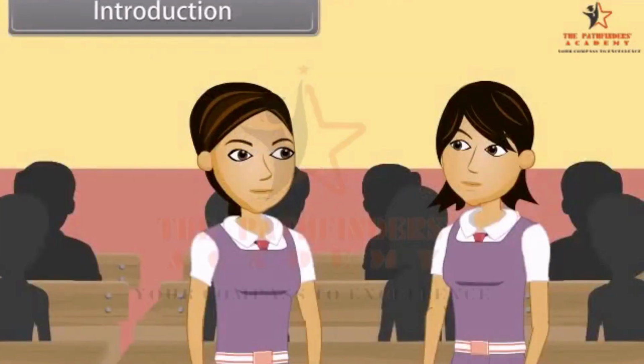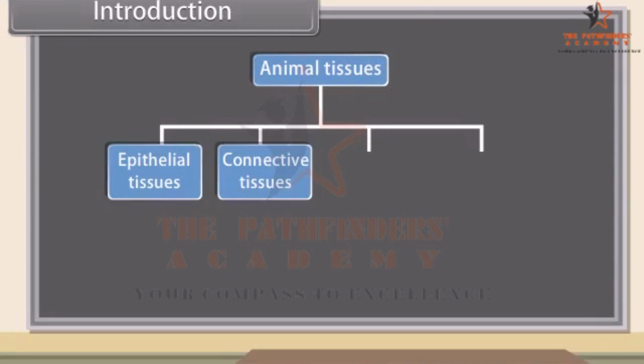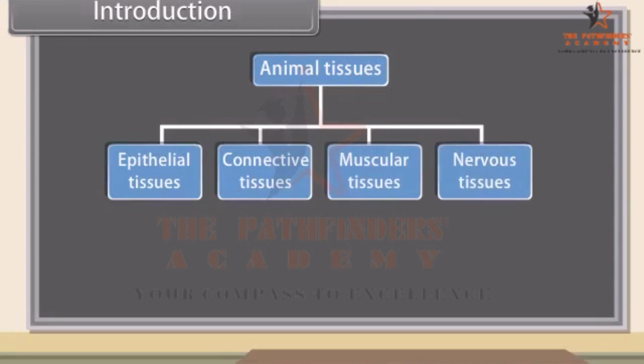Introduction. Ankita, as we have already discussed earlier, animals are heterotrophic organisms. They cannot synthesize their own food, so they have to move in search of it. They also have to move in search of mate, shelter, and other vital activities of life. For the accurate performance of vital activities, there are various tissues for every activity. On the basis of their functions, animal tissues are of 4 types: epithelial, connective, muscular, and nervous.